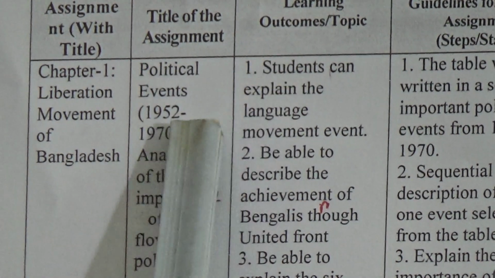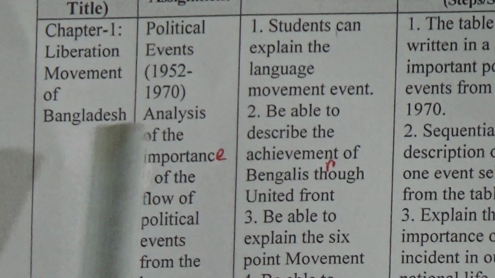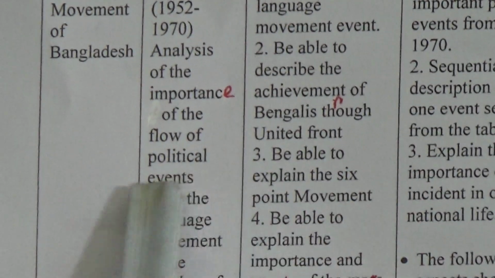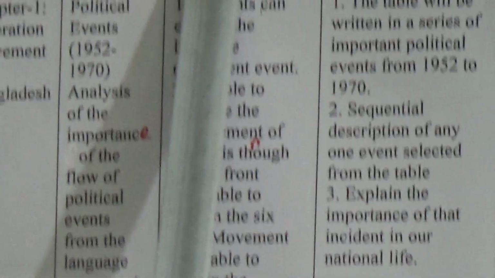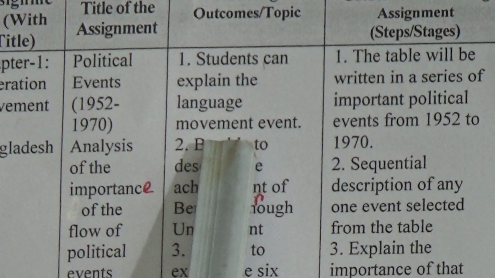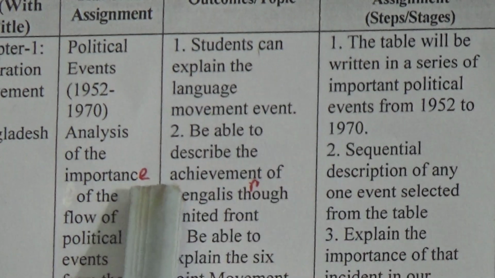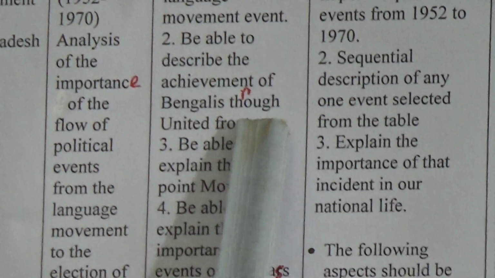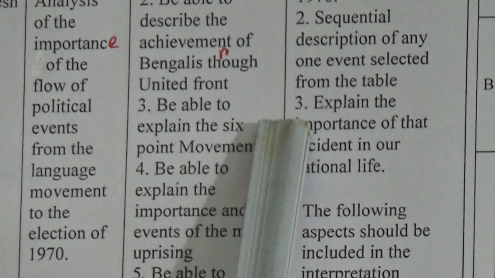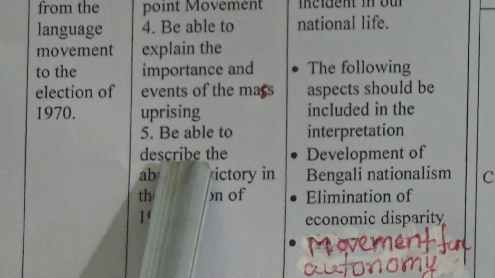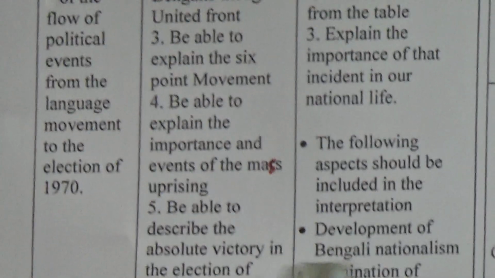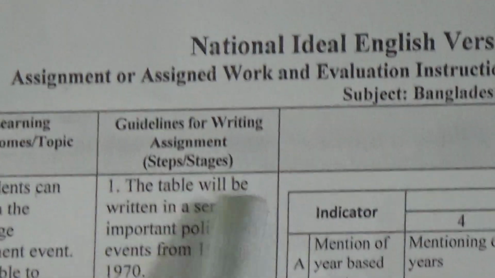Title of the assignment: Political Events 1952 to 1970. Analysis of the importance of the flow of the political events from the language movement to the election of 1970. And the learning topics: students can explain the language movement event; be able to describe the achievement of Bengalis through the United Front; number 3, be able to explain the 6-point movement; number 4, be able to explain the importance and events of the mass uprising; and number 5, be able to describe the absolute victory in the election of 1970. Then the guidelines for writing the assignment.